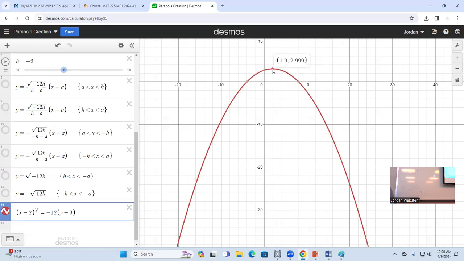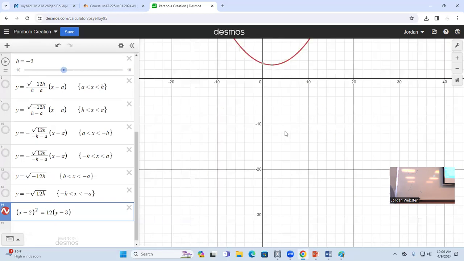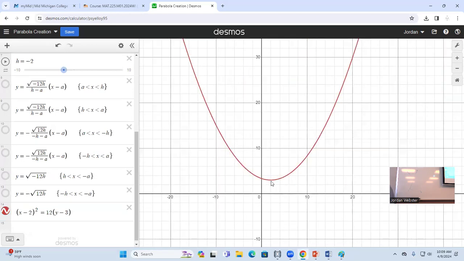When the parabola is pointing down, the vertex is the uppermost point on the parabola. When the parabola points up, and this is what I call pointing up, the vertex is the bottommost point on the parabola. Notice it's (2, 3), because I had x minus 2 and y minus 3 in for my x and y values.